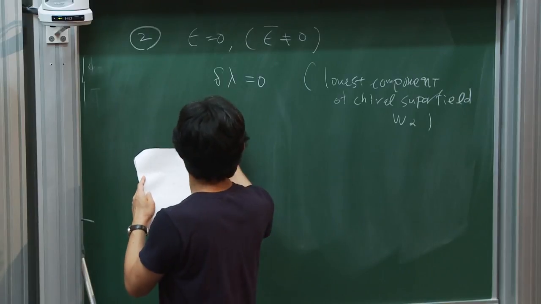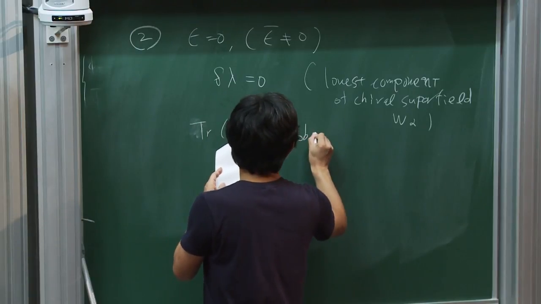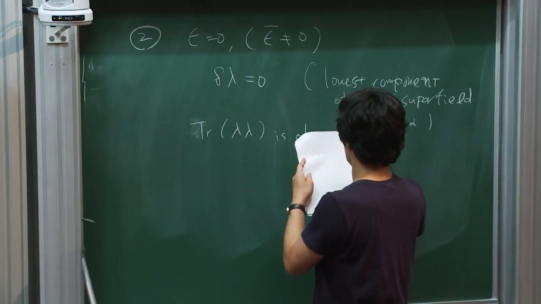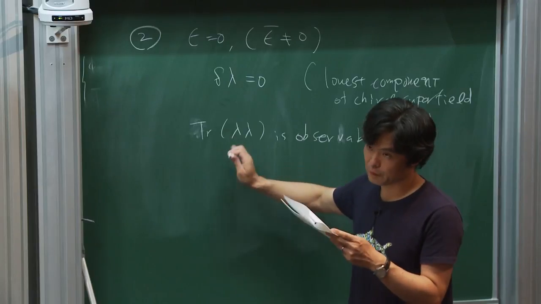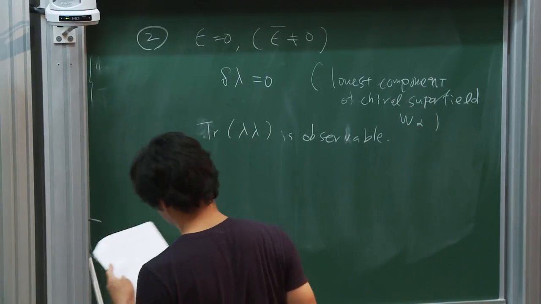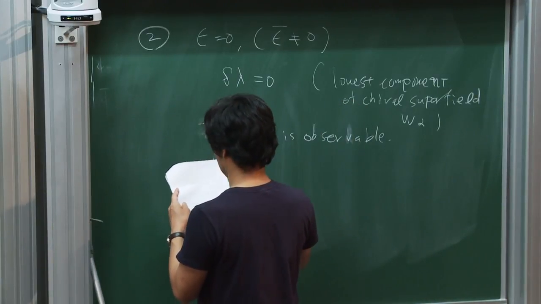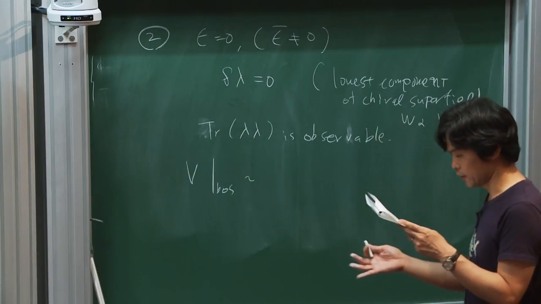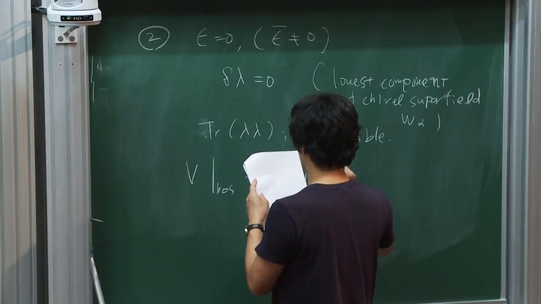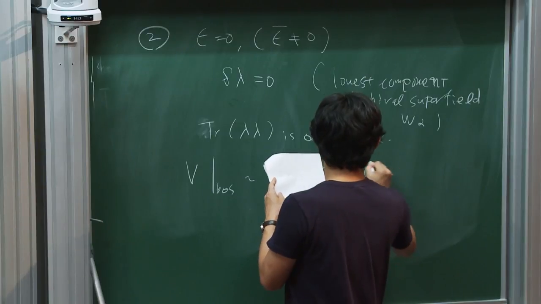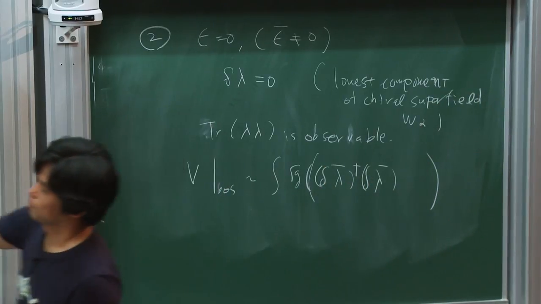Okay. So this is observable in the localization computation. And in this case, this canonical localization term becomes only the delta lambda bar dagger. Okay, so there is no this term.